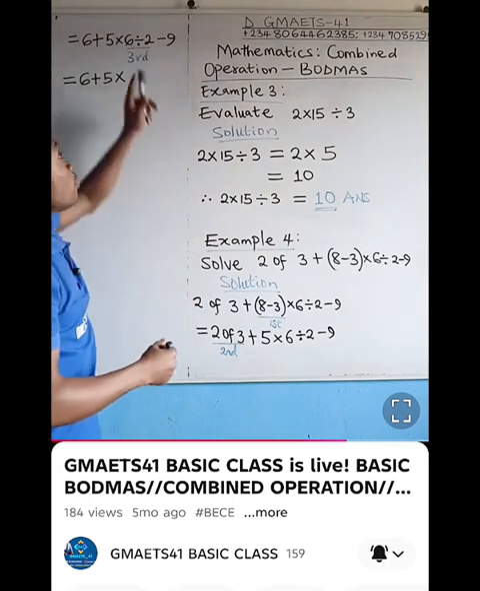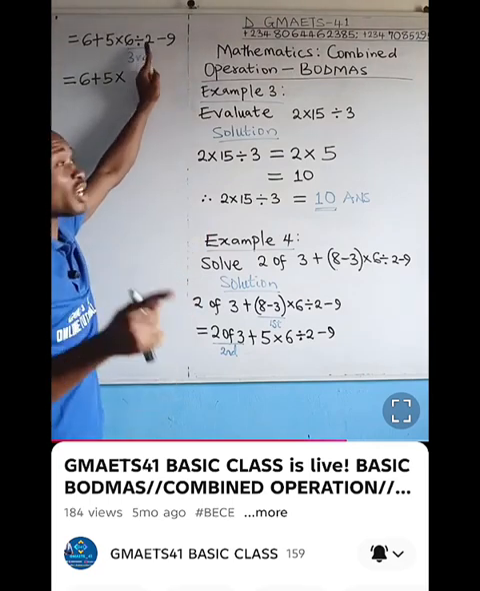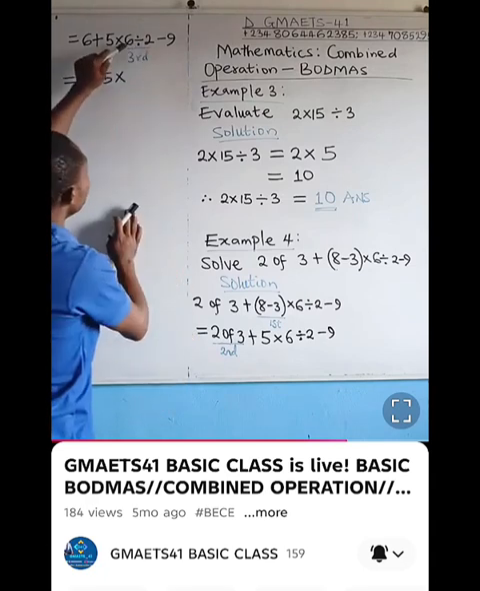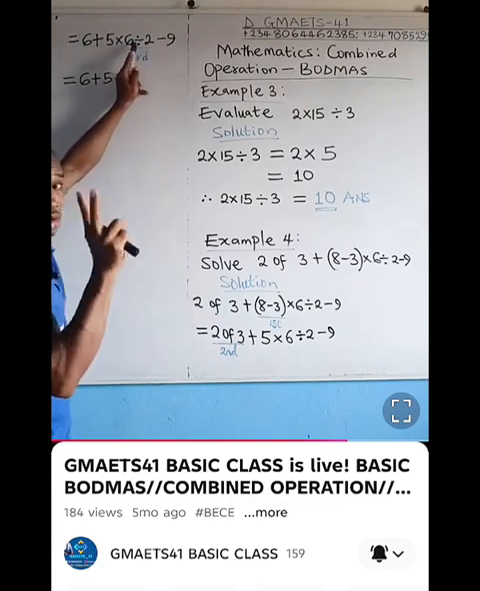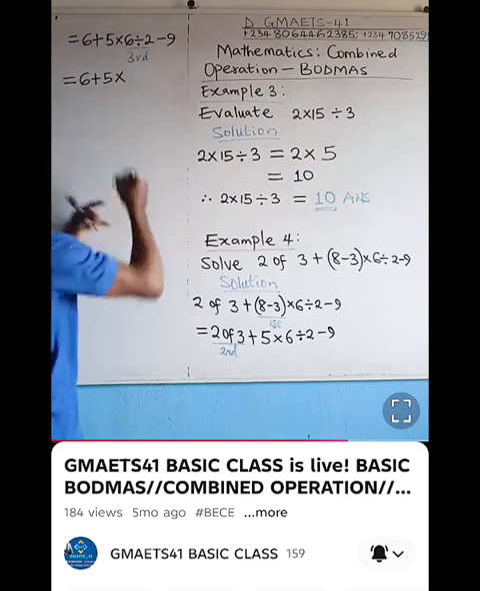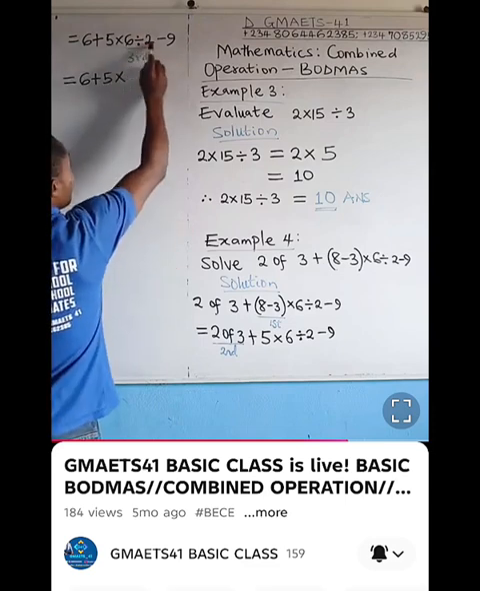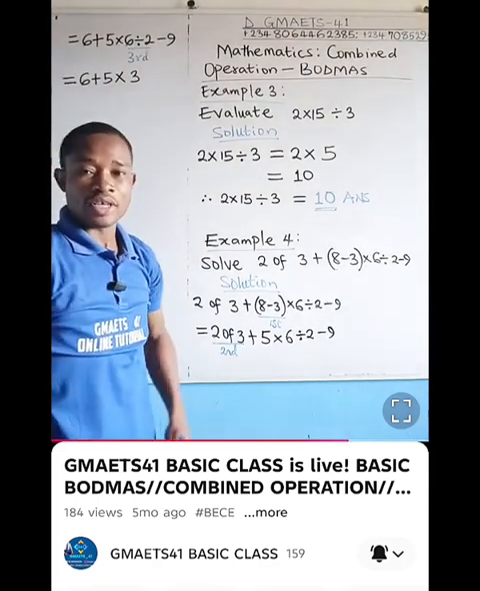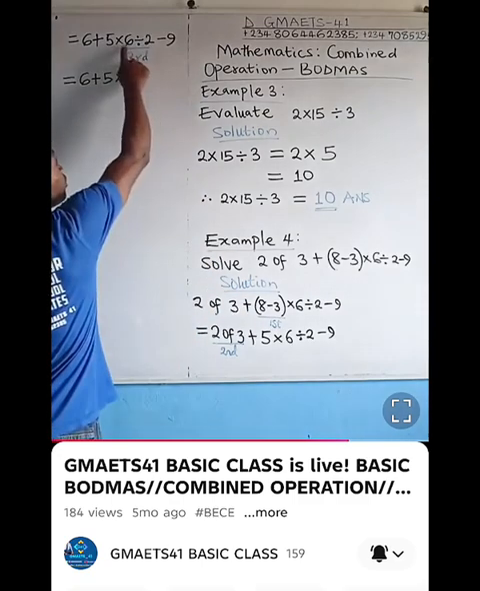You have to operate with the 2 times table. 2 times 3 will give you 6. So 6 divided by 2 will give you 3. Which means this 6 divided by 2, those two numbers there, if you simplify, will give you 3. So in place of this 6 divided by 2, you bring down 3. You write 3 to replace both of them.